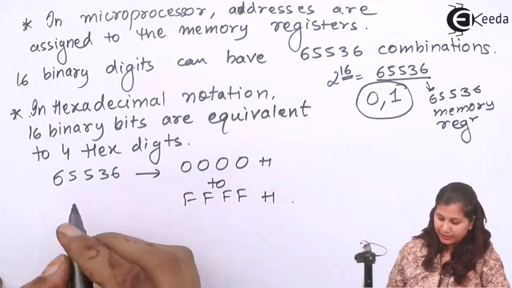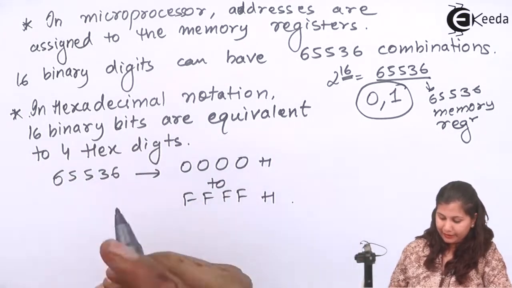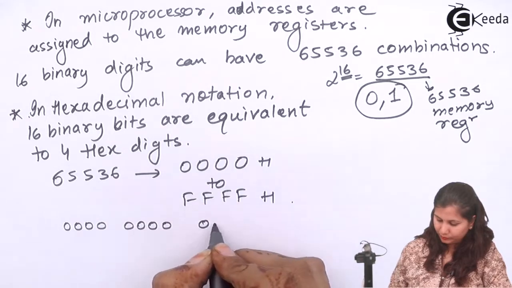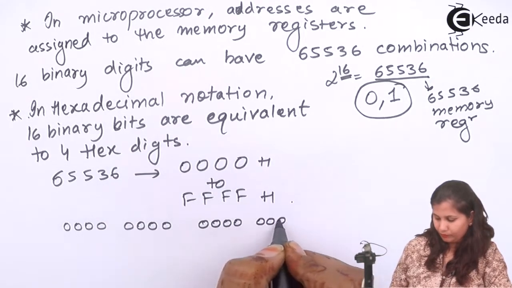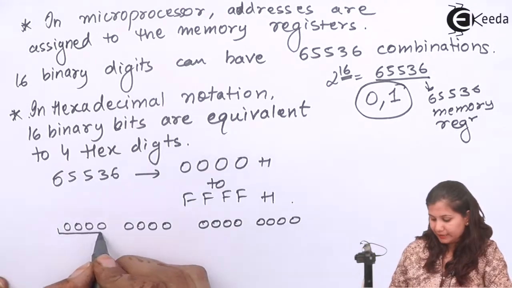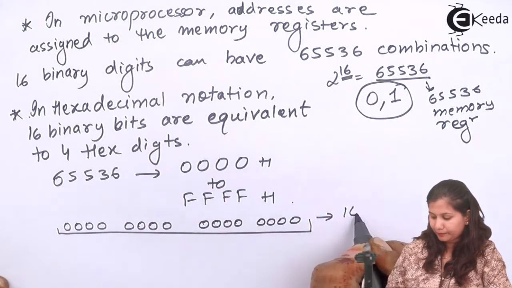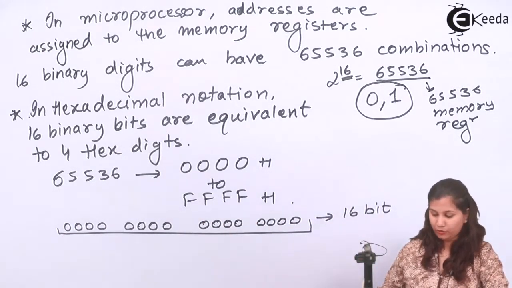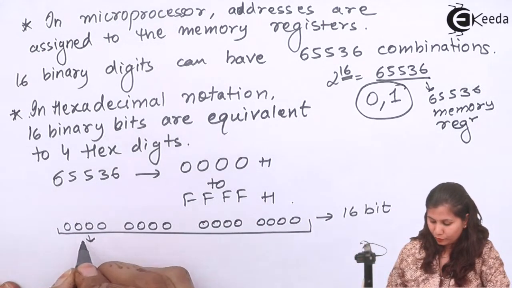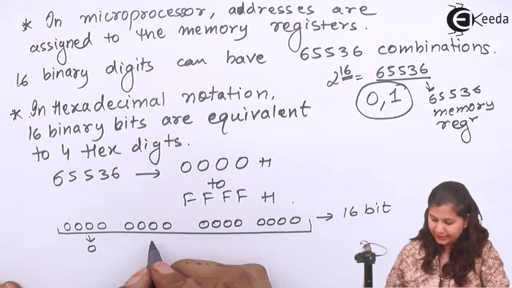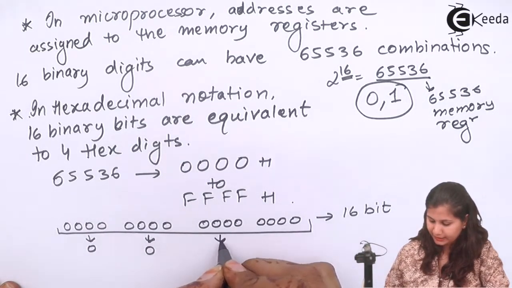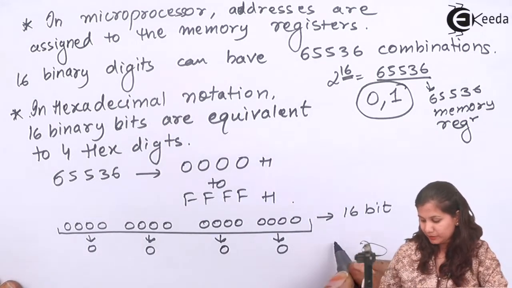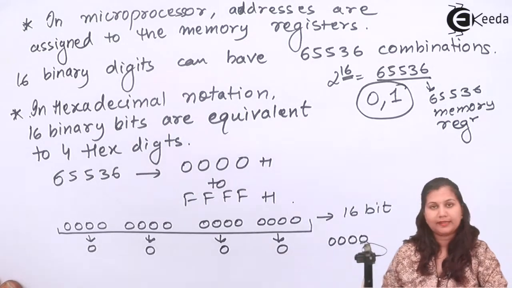How we can have this is, if we write it in binary digits, it will be 0000 0000 0000 0000. This is a 16-bit binary number. The first address will be when all values are 0. These 4 bits are equivalent to 1 hex digit, this 4 is equivalent to 1 hex digit, and so on for each group of 4. So in hexadecimal, it will be 0, 0, 0, 0.